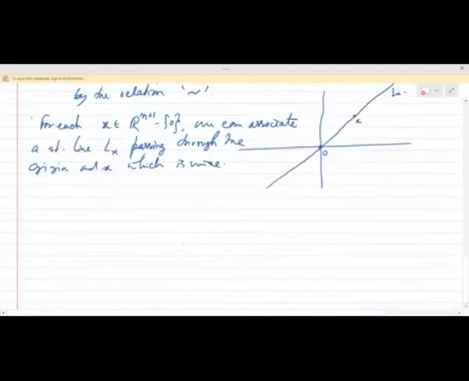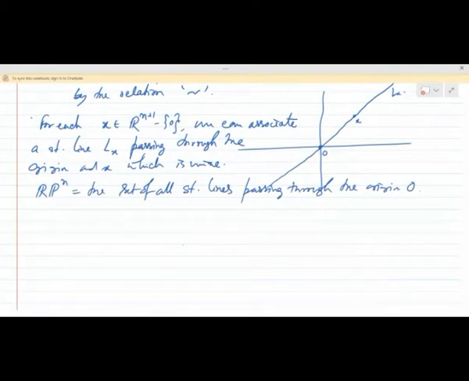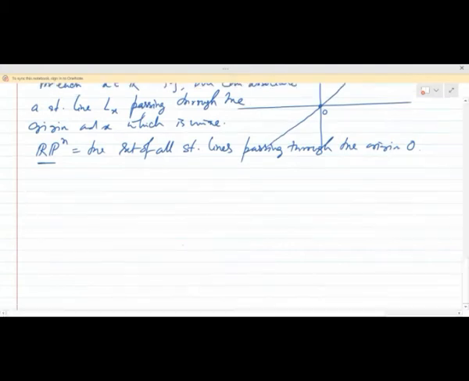So in view of this observation, you can think of RPN as the set of all straight lines passing through the origin, because you have a one-to-one correspondence between these two sets: the set of all distinct equivalence classes determined by the relation defined above, and the set of all straight lines passing through the origin.